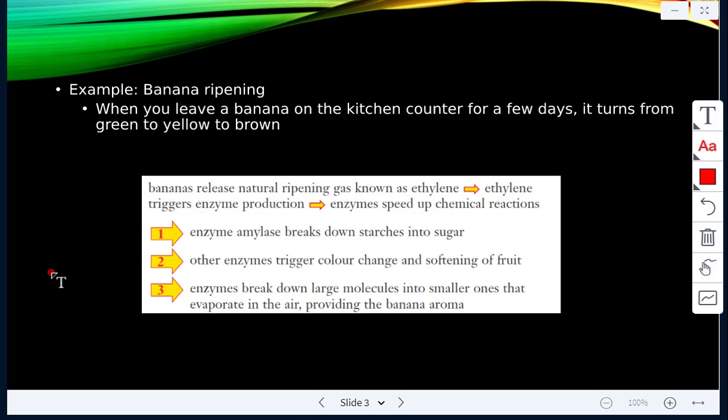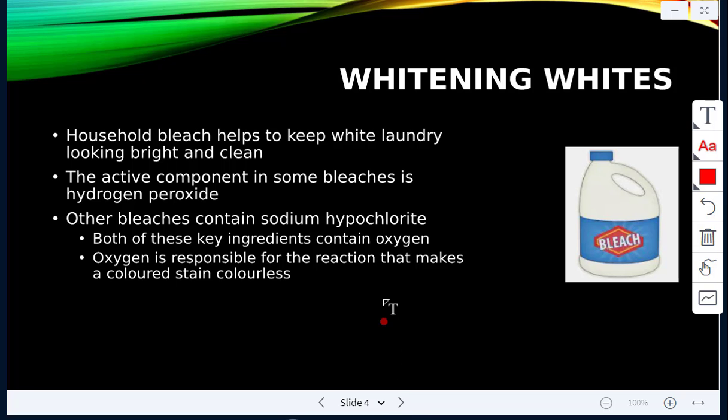There's an enzyme called amylase. It breaks down starches into sugar. And then there's another enzyme that triggers color change and causes the softening of the fruit. Enzymes will break down the large molecules into smaller ones. Those will evaporate into the air, and that's what we smell when the banana is ripened. So that's another example of chemical reactions occurring.